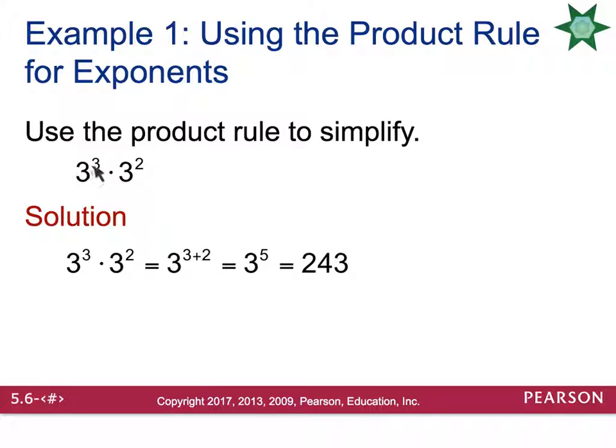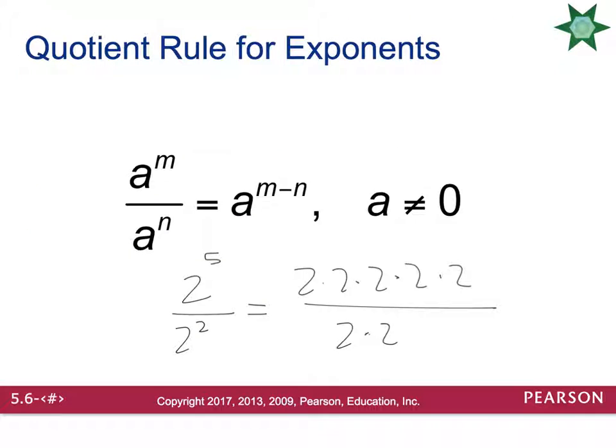So first example, 3 cubed times 3 squared is just 3 to the 3 plus 2. We add this 3 and this 2 to get 3 to the 5th. And if you multiply 3 five times, you get 243. Remember that 3 to the 5th is 3 times 3 times 3 times 3 times 3. If we multiply that out, 3 times 3 is 9, times 3 is 27, times 3 is 81, times 3 is 243. So that's our 3 to the 5th there.